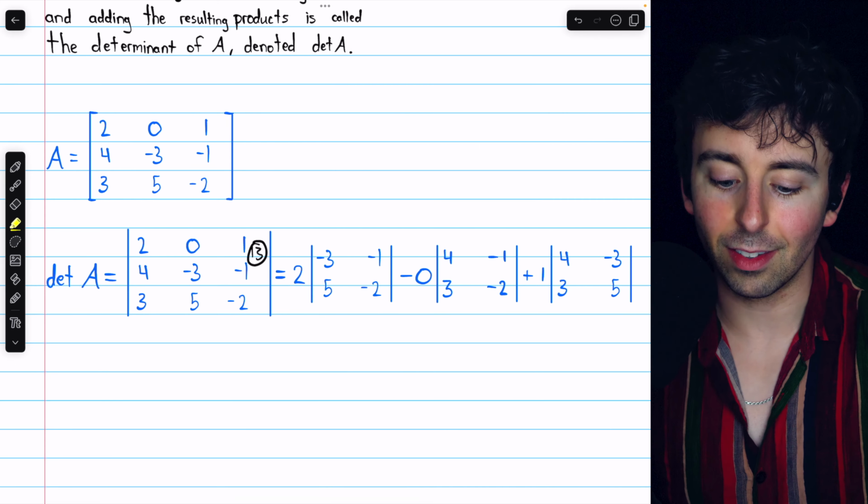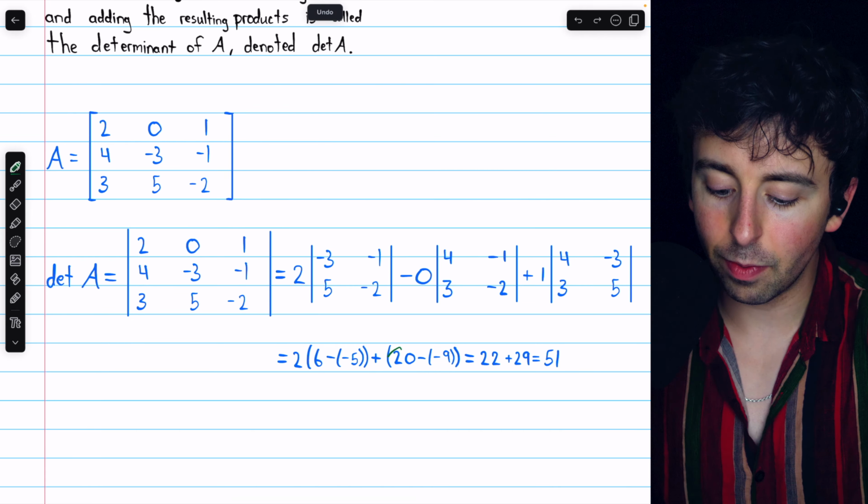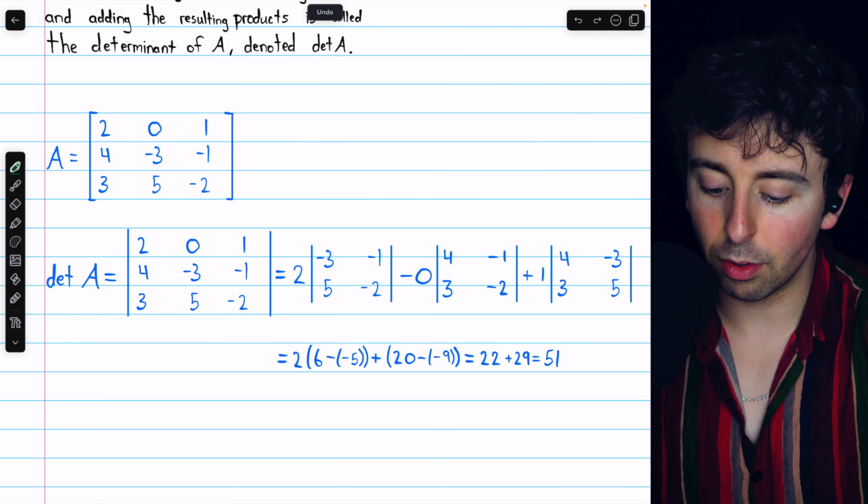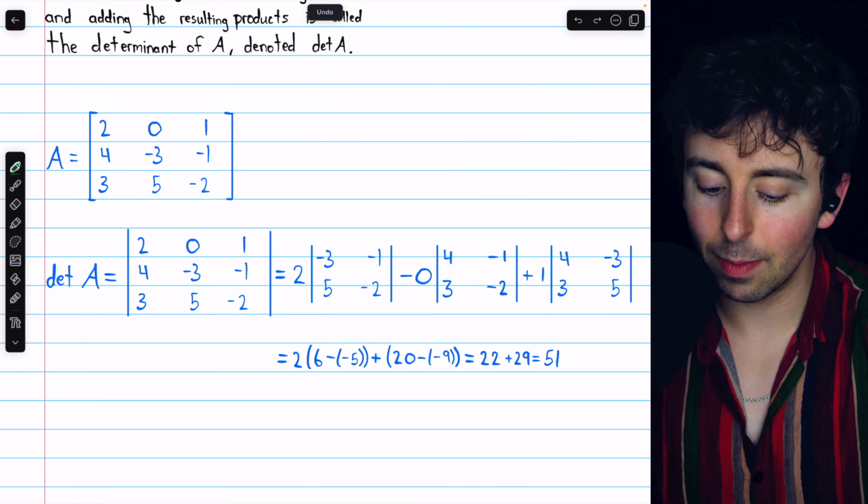We have 2 multiplied by this determinant. The determinant of this 2 by 2 matrix is -3 times -2, which is +6, minus 5 times -1, so minus -5. Then we have 0 times that determinant, so that term is just 0. We won't worry about that. And then for this one, we have 1 multiplied by this determinant, which is 4 times 5, that's 20, minus -3 times 3, so minus -9. Doing the math, this turns out to be 51. So that's the determinant of the matrix A, and now we'll get this determinant a different way.